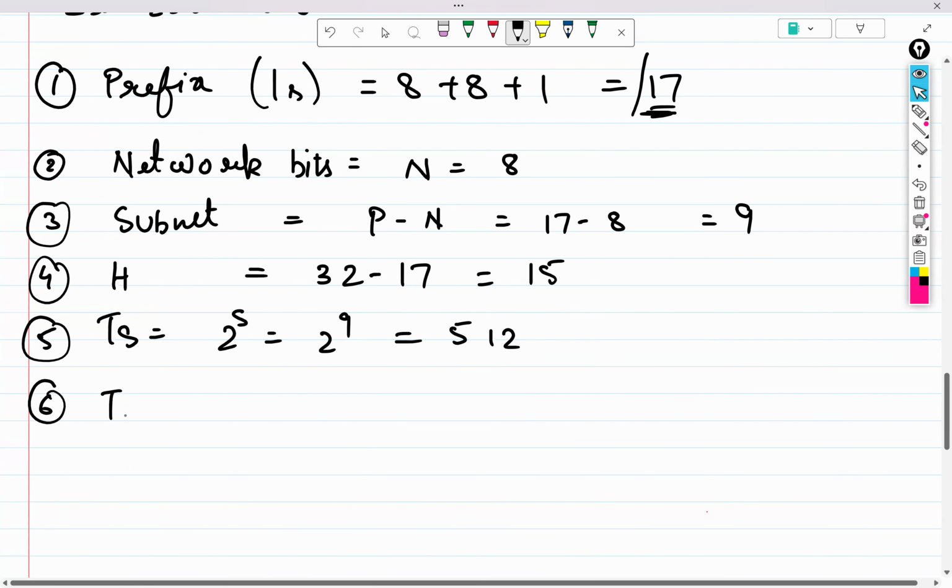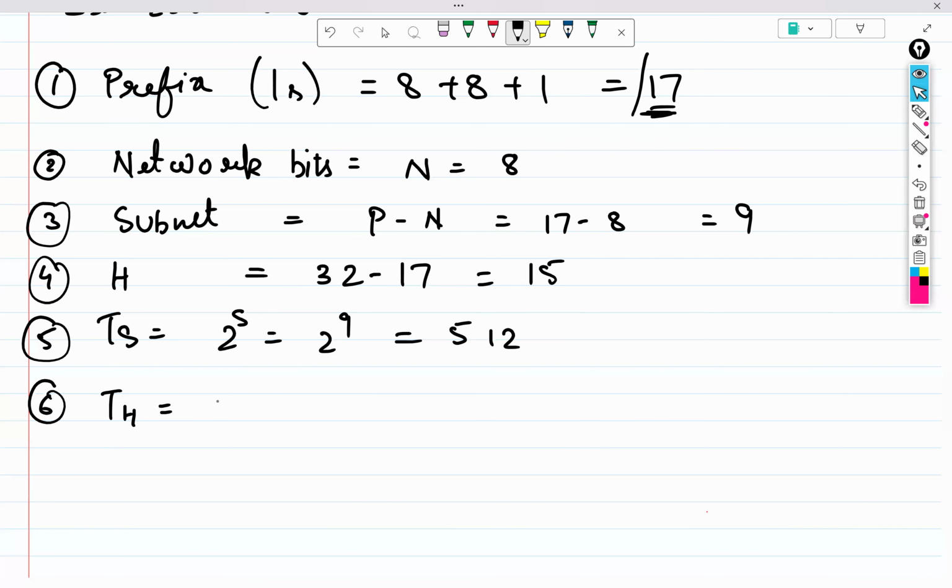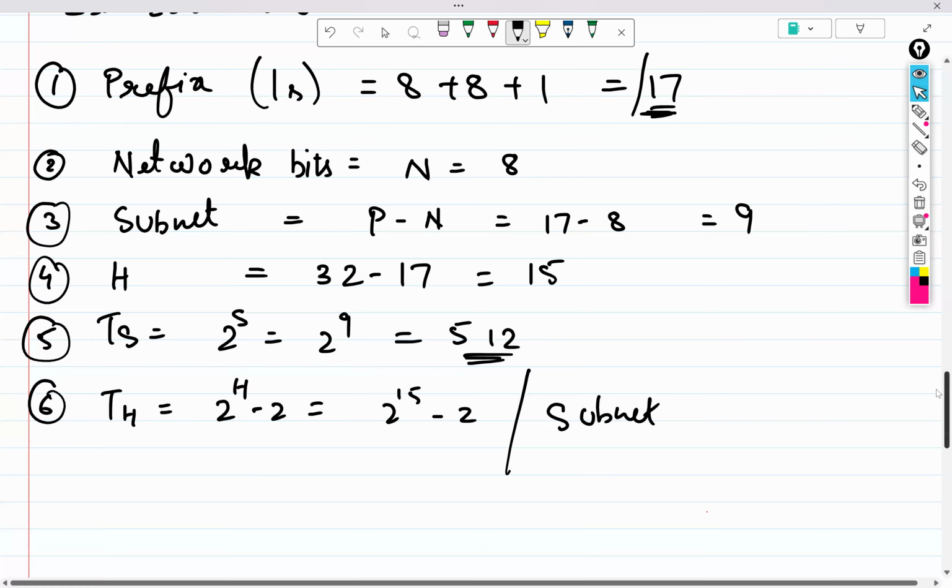Then sixth, the total number of hosts per subnet is 2 power h minus 2, which gives us 2 power 15 minus 2. I'm not going to calculate that. So each of these 512 subnets will have 2 power 15 minus 2 hosts. Let's see if it is really going that way.